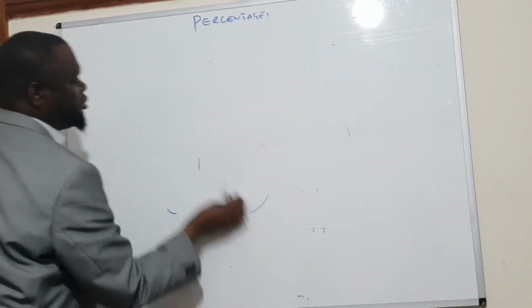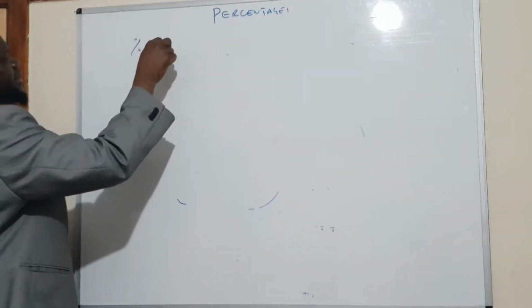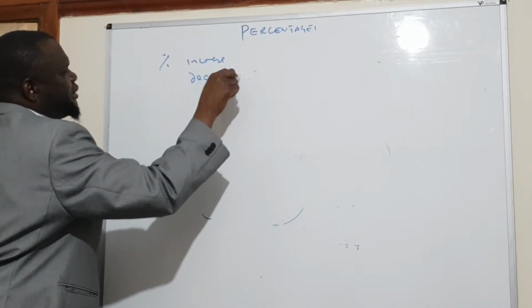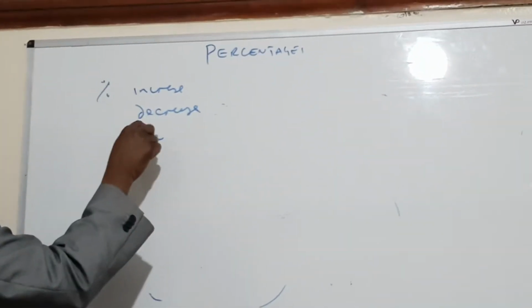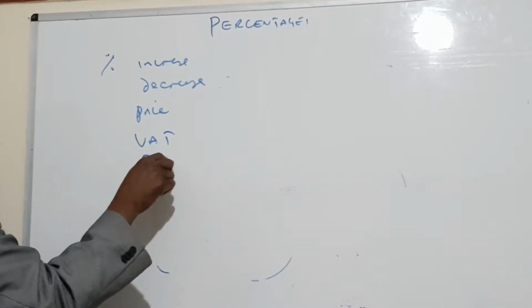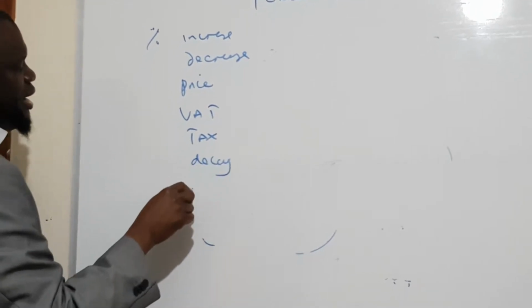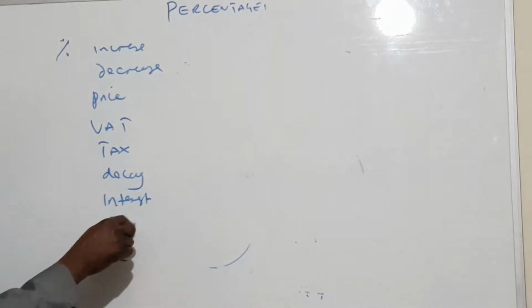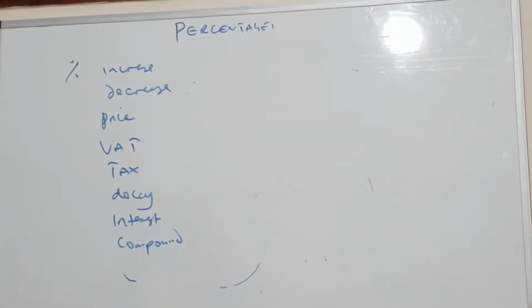Now, at your GCSE stage, what they want you to know is percentage increase and percentage decrease. And in terms of price, VAT, tax, and what they call decay, and then simple interest and compound interest. This is the topic we have to cover under this.